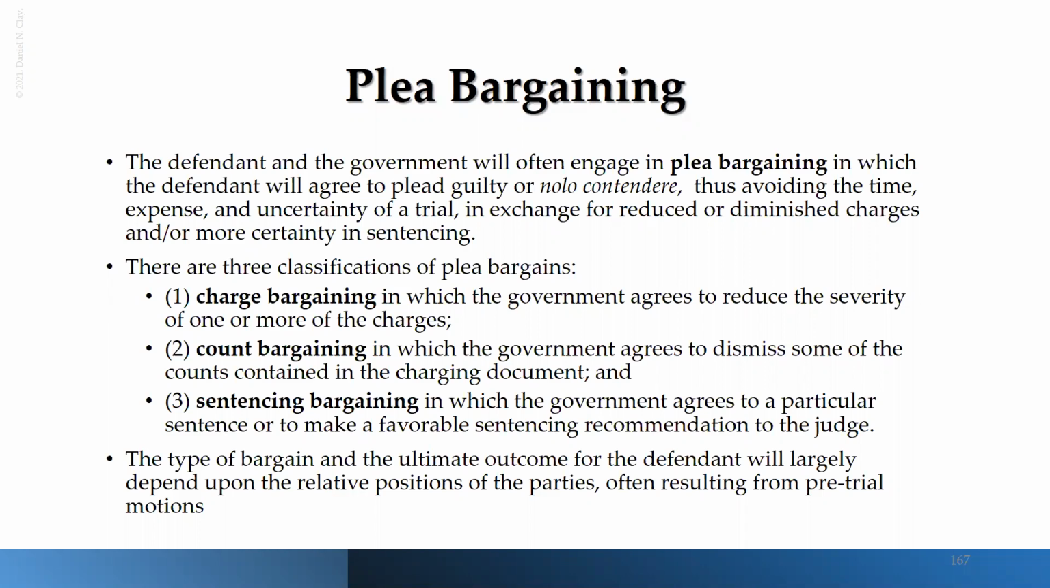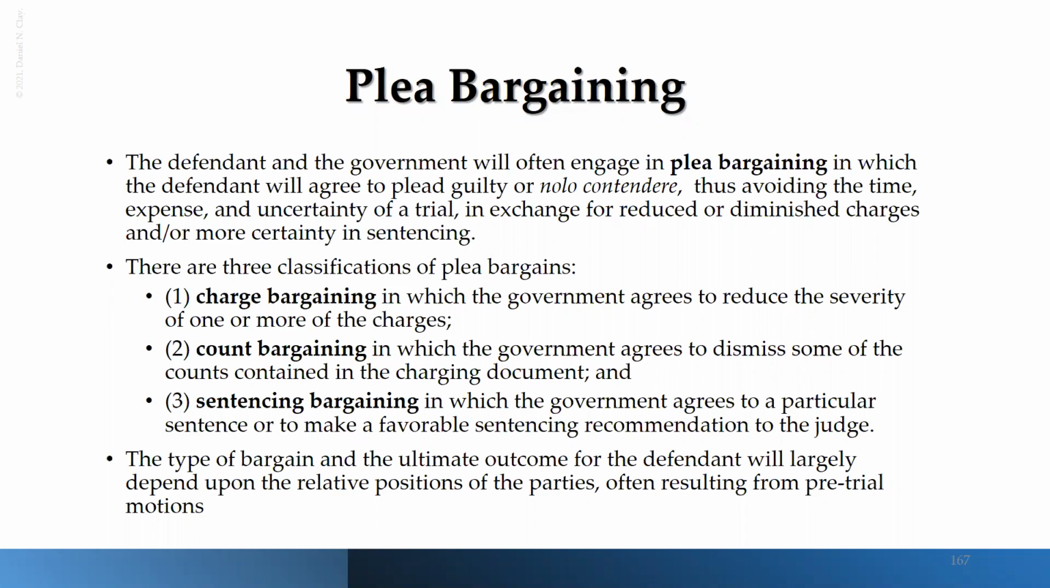So the second type of bargaining is count bargaining. Again, in this case, the defendant is agreeing to plead guilty or no lo contendere to a specific charge or charges, and in exchange, the government agrees to dismiss some of the counts contained in the charging document. Very rarely is someone just charged with one crime.